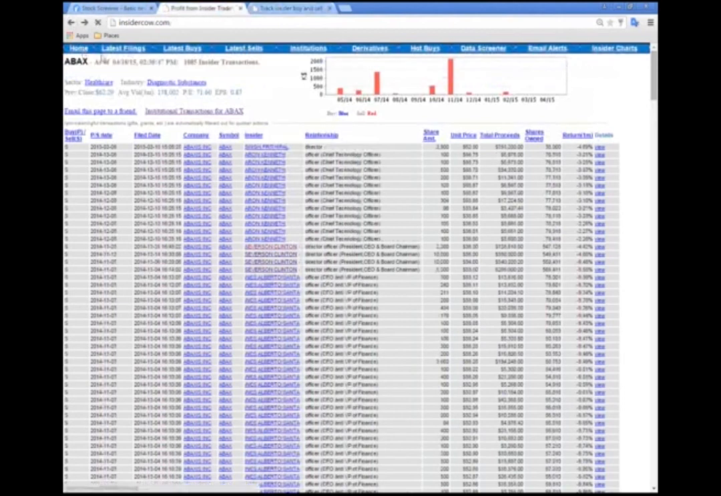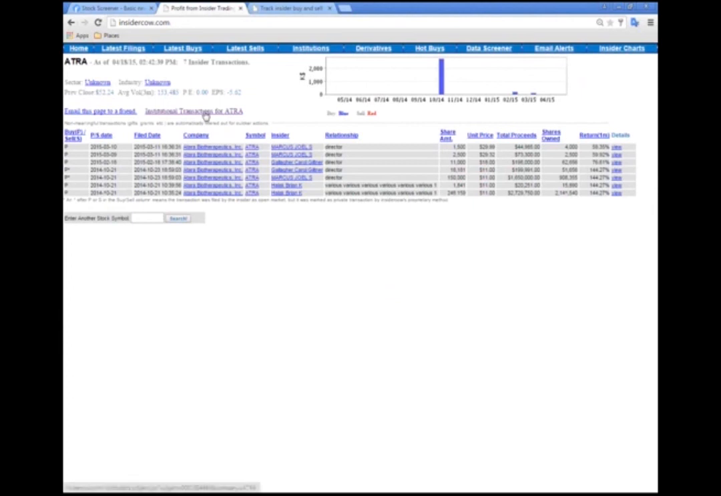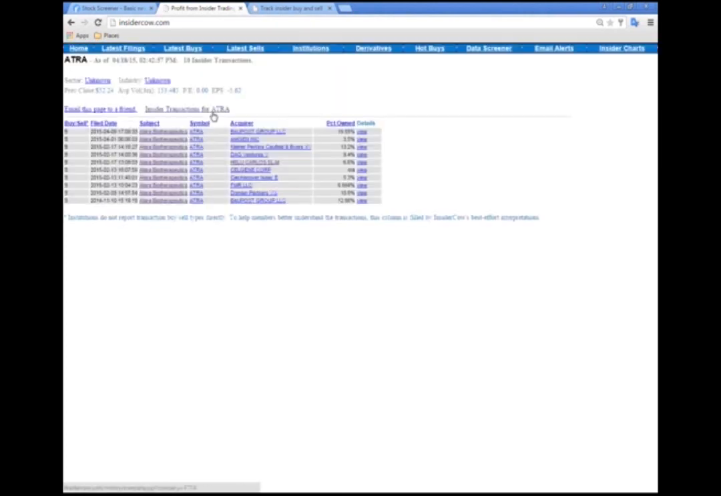And if we just go back and look up ATRA, you can see that the smart money was buying it, and all people across the board were buying it in large quantities ahead of this even happening. What was even more interesting was the institutions.